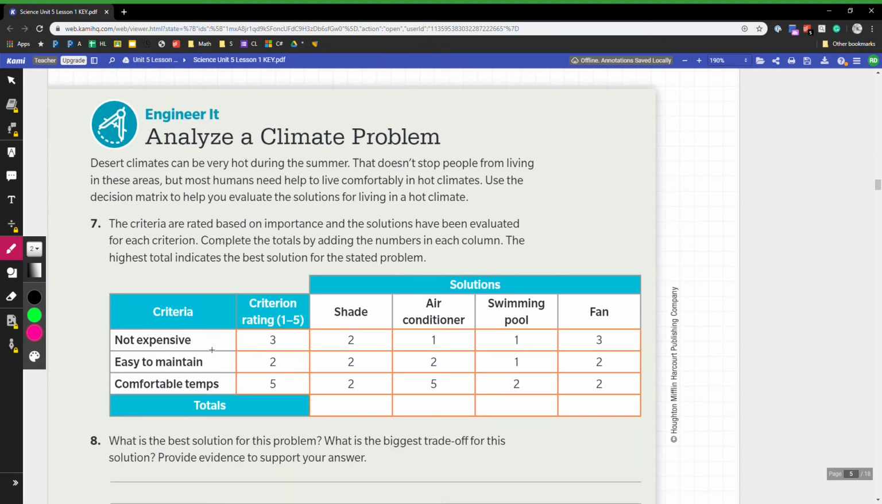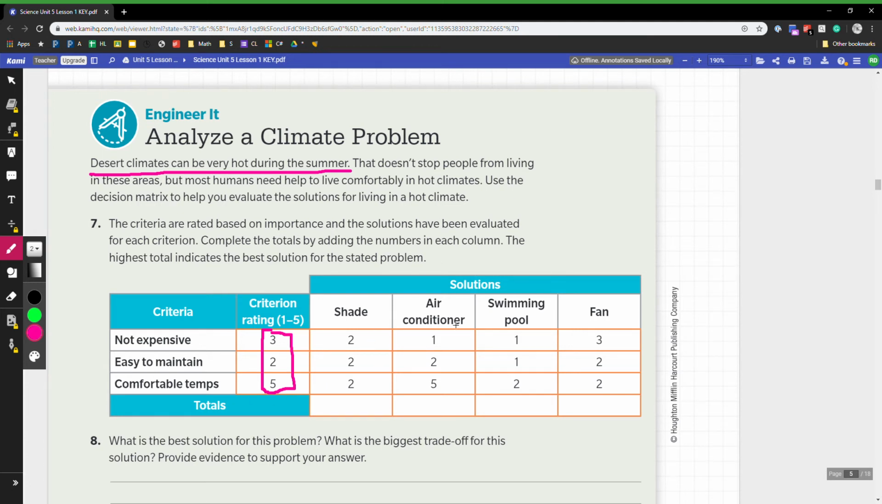All right, and then so this one right here, analyzing a climate problem. This is, remember, you're using these tables, and so it's saying we need to figure out what is, we're in a desert climate and it's really hot, and so what's the solution? We're using a decision matrix, and remember that with a decision matrix, you give more points to the thing that's doing better, right? It's not 1 is first place and 5 is the best, 1 is the worst. And so over here it says these are the criteria we care about: that it's not expensive, that it's easy to maintain, and that it's comfortable. And they're rating them here 1 to 5 on which is most important. So you can see that the most important thing is that it's comfortable temperatures. The second most important thing, which is kind of medium importance because it's a 3 out of 5, is not expensive. And the least important thing is that it's easy to maintain.